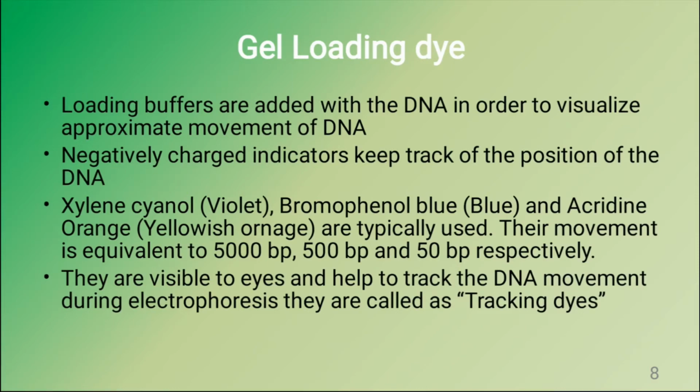Only 3 dyes are added in the gel loading dye. One is xylene cyanol, which produces a violet color, bromophenol blue produces a blue color, and acridine orange produces a yellow or orange color. When we mix this with DNA and load it in the gel, during the movement we can see 3 colors that will be approximately equivalent to 5000 base pair, 500 base pair and 50 base pair DNA molecule movement respectively. In such a way we can easily track the position of the DNA running in the gel, and these dyes are called tracking dyes.